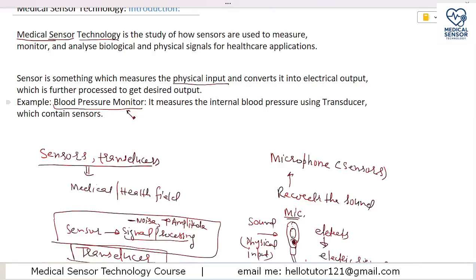Maybe nowadays it's in every home. Everyone carries this blood pressure monitor, the digital blood pressure monitor. So I will be talking about the digital blood pressure monitor. What it does is measure the internal blood pressure using a transducer which contains sensors.